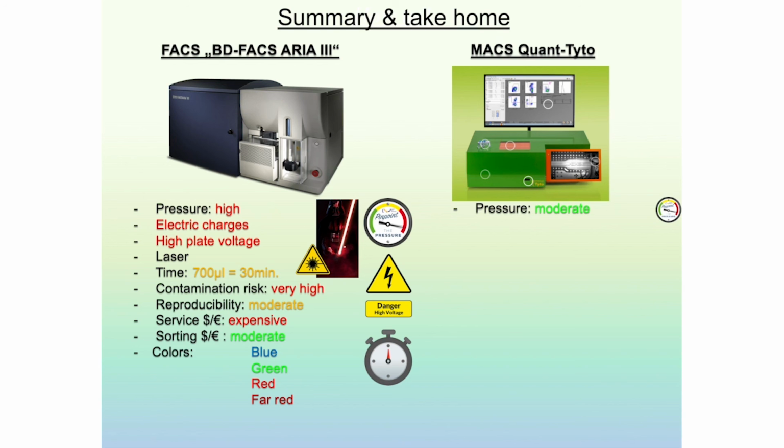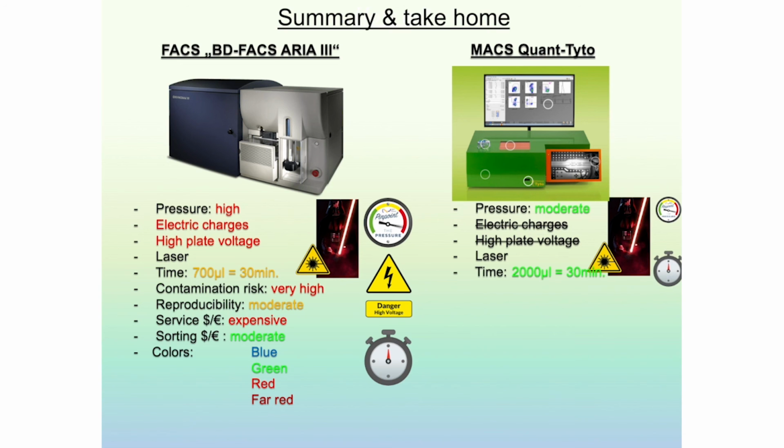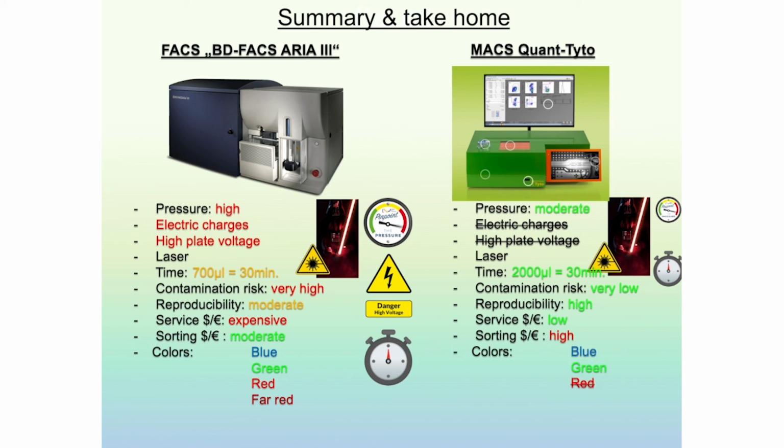Now, the Tyto sorter uses only moderate pressure. It does not use any electric charges, which is the most important point. It does not use any plate voltage. Still, we have the laser, of course, but also the time is much faster. So we can here sort 2000 microliters in 30 minutes. The contamination risk is very low. Reproducibility is high. Service costs are so far low, but the sorting cartridges are still quite expensive. And we cannot sort red cells, but all the other dyes.